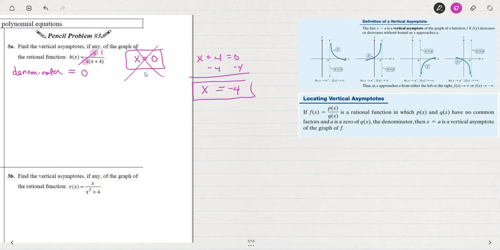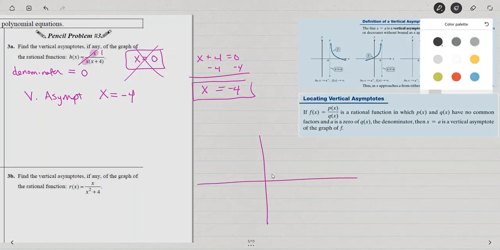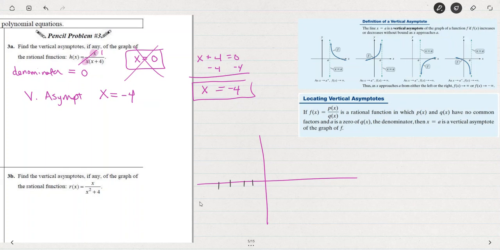However, it is something important. Here's what we can say about this. The vertical asymptote for this rational function is going to be at x equals negative 4. If I had an xy graph axis, when x equals negative 4, I'd have an asymptote. You can see the picture over here to the right of what an asymptote looks like. The graph approaches it but never touches it. So the graph of our function is going to approach this black line but never touch the black line. x equals 0 is not an asymptote.